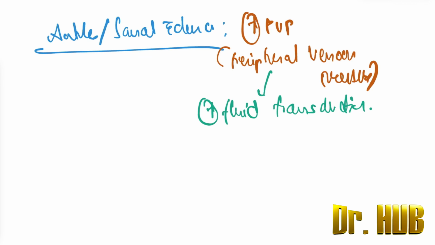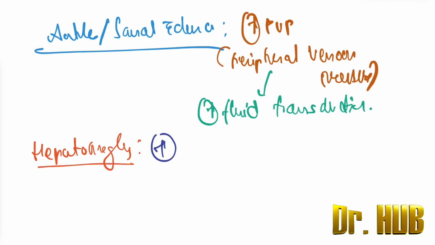Next is the finding of hepatomegaly. Why does the hepatomegaly occur? It is due to the increased peripheral venous pressure, and this increases the resistance to the portal flow.